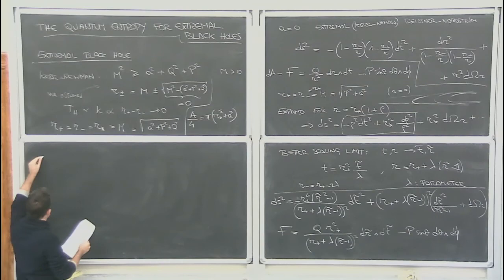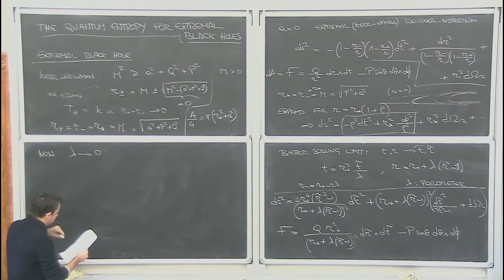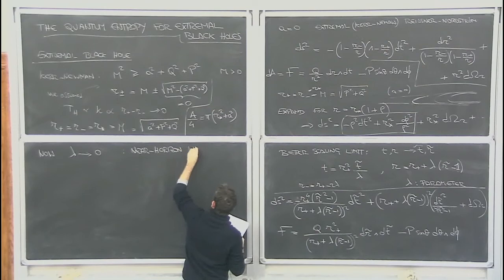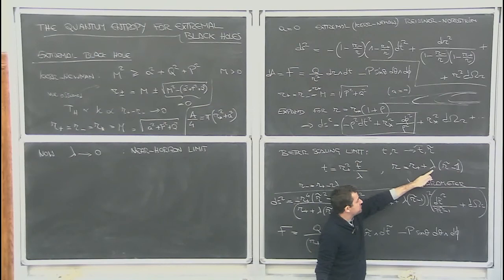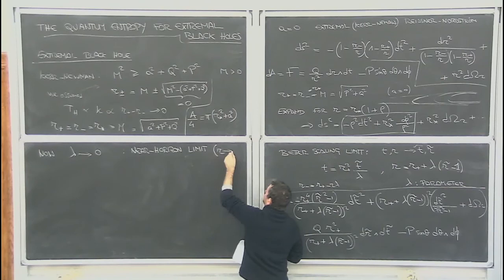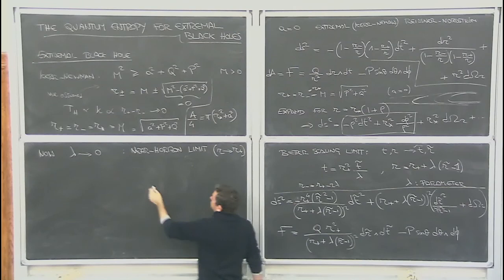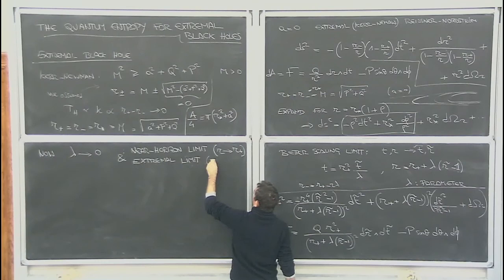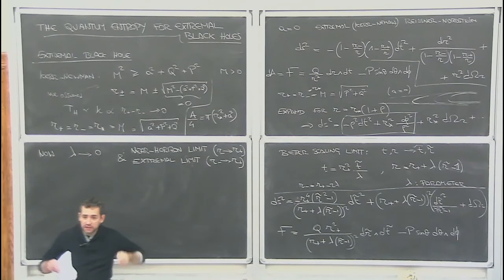So now, lambda going to zero, we go to the near horizon limit. Why is it the near horizon limit? Because when lambda goes to zero, R is close to R plus, you see? That's why it's a near horizon limit, because R is close to R plus. And it's also an extremal limit, because R minus also goes to R plus. Okay, so taking the two limits at the same time.